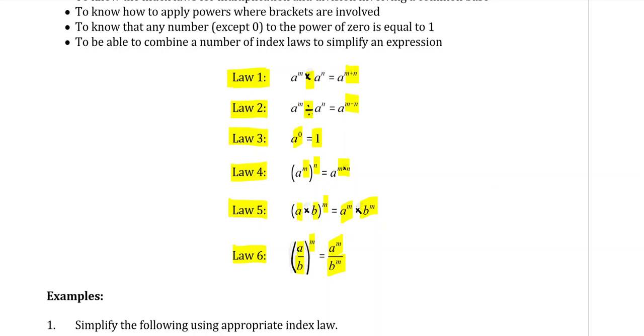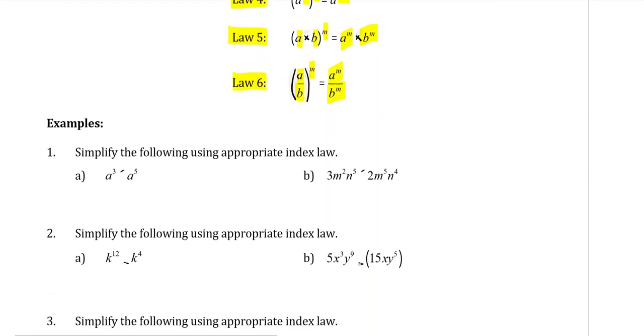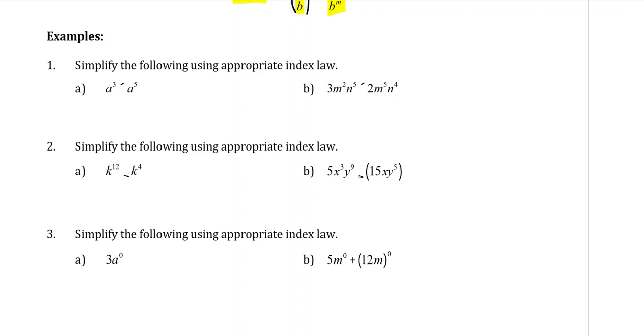So let's go through some examples on how to use each of those laws. So example number 1, we want to multiply a to the power of 3 times a to the power of 5. This is the first law where we're multiplying and we have the same bases, which means that we want to add the powers. So 3 plus 5 makes a to the power of 8.